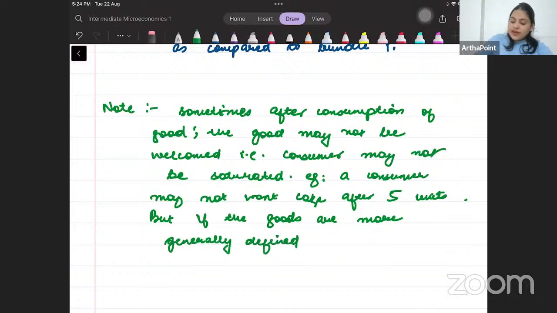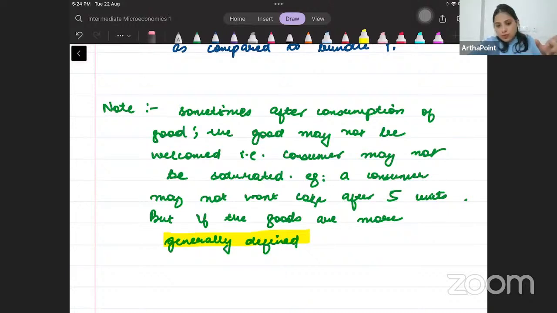बेटा, generally defined को अंडरलाइन करो. एक बात समझो, आप ऐसे तो बोल सकते हो कि 5 यूनिट्स ऑफ केक के बाद मैं और केक नहीं खा सकती, बट when it comes to general definition, जैसे अगर मैं बोलूं आपको ज्यादा खाना चाहिए या कम, do you prefer more food or less food? So you will say I prefer more food. So food is a general thing. So when goods are generally defined, then you will always say monotonicity holds true.